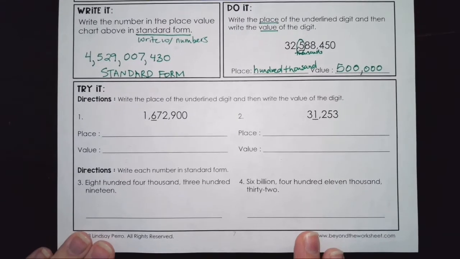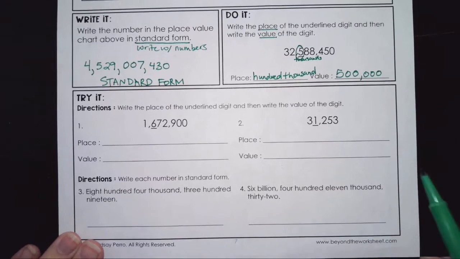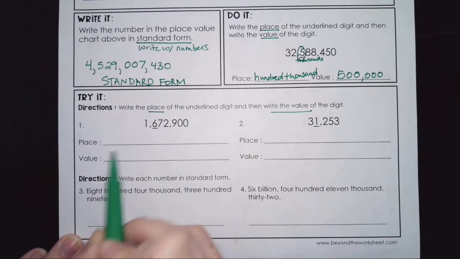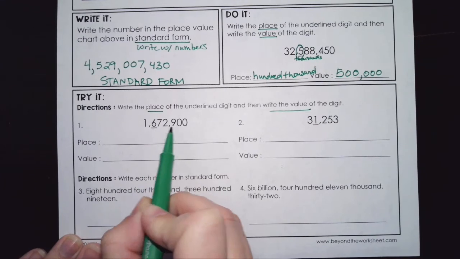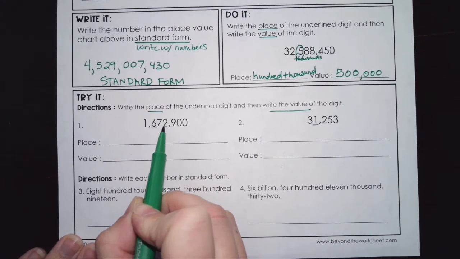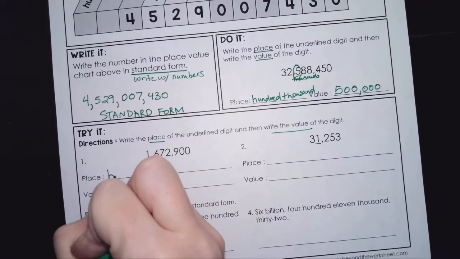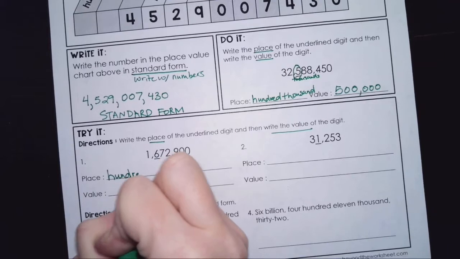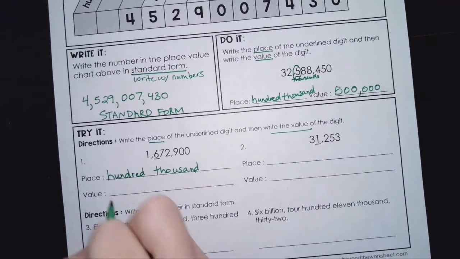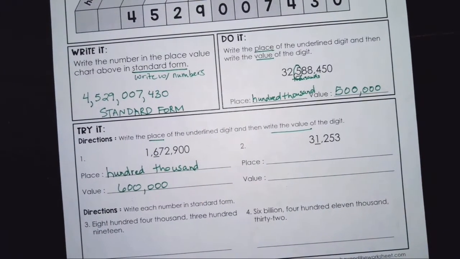Okay, so these are some more examples that we're going to try together. So it says write the place of the underlying digit and then write the value. So this is a 6. It's in the second section, so we know that's the thousands. And it's in the third one over, just like the last one. So the place is 100,000. And the value is 600,000 because that's the digit that is in that place.